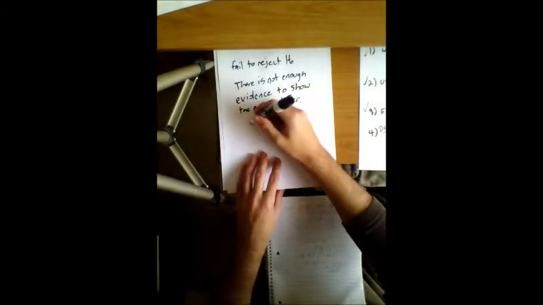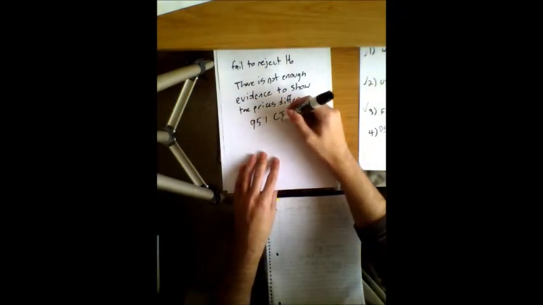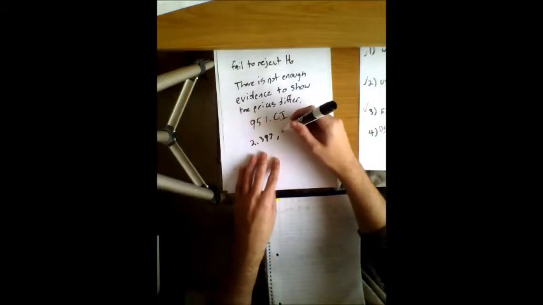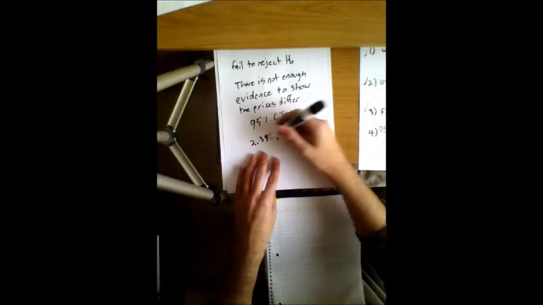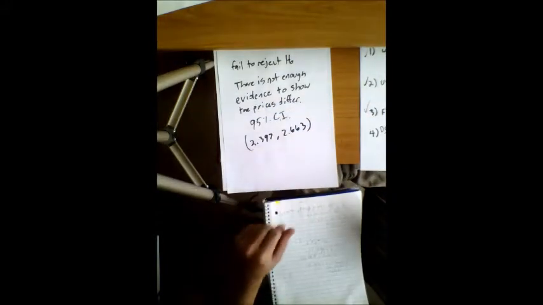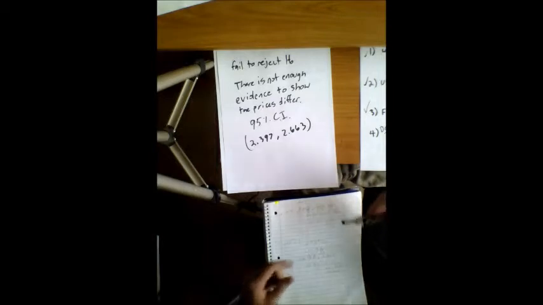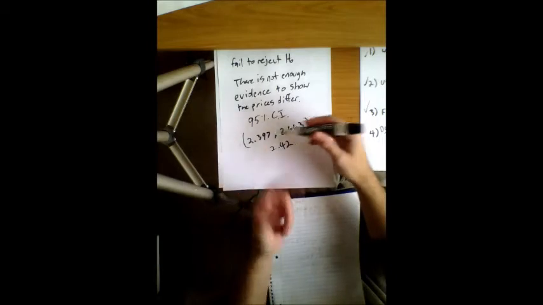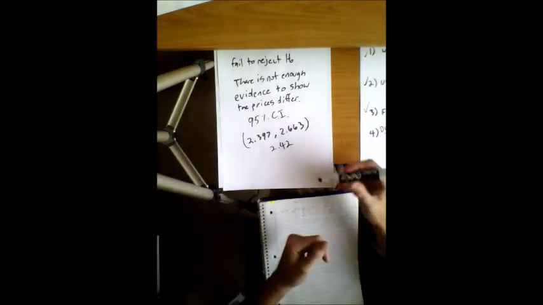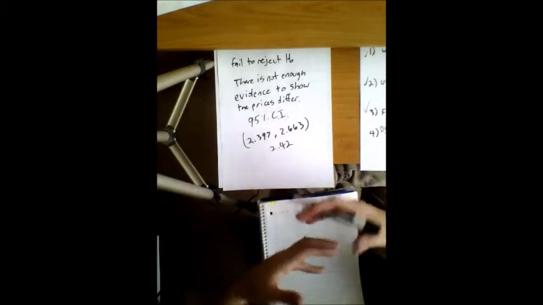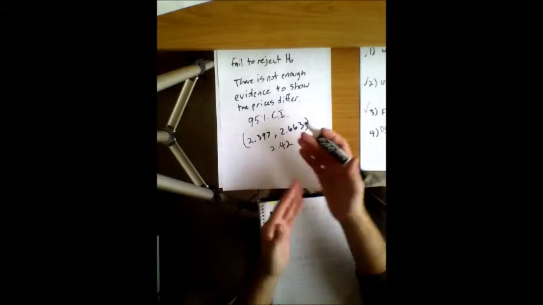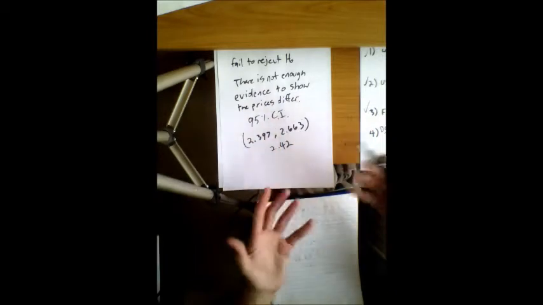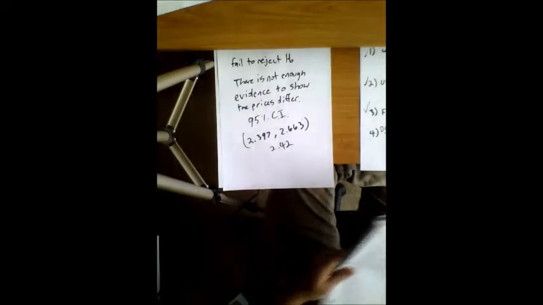Let's say I did a 95% confidence interval for this. I'll just tell you what I got: 2.397 and 2.663. What you notice is that 2.42 is actually inside this interval. And so, because it's inside of there, we would fail to reject it because it seems like it's a possibility. These were the extremes at 95%, so it's in there, so it might be true.